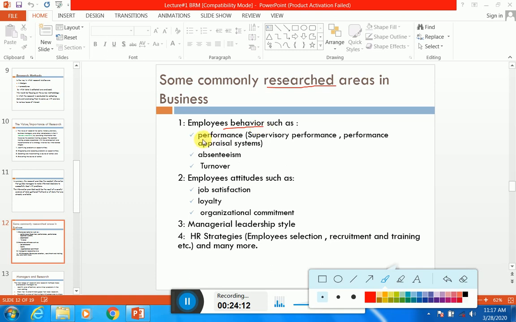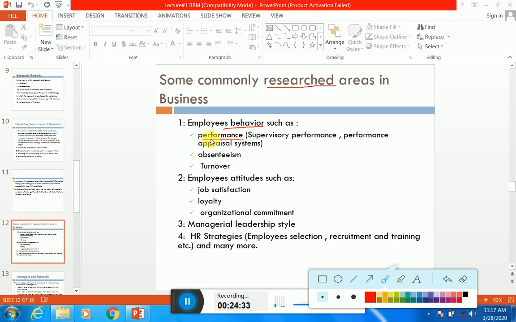The behavior of employees can be, number one, performance. You have already studied performance in HRM. Performance is simply the study, or it is the function of opportunity, motivation and ability.